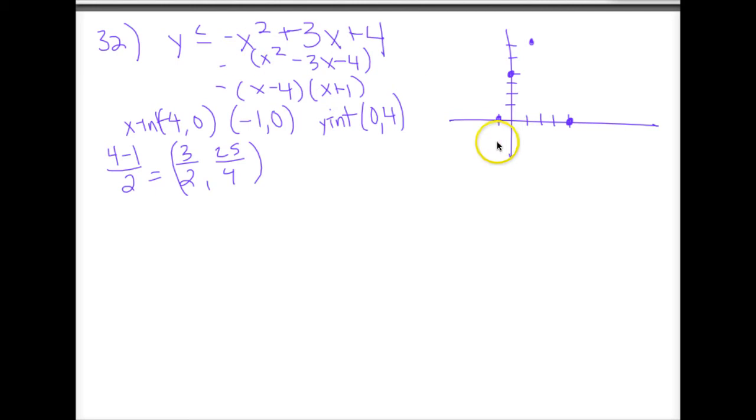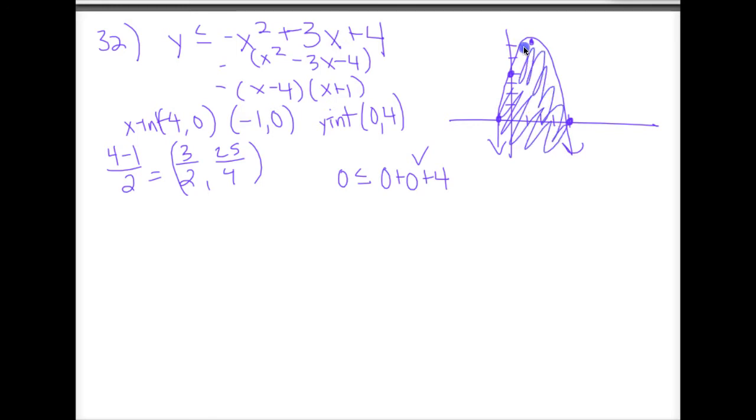I knew it opened down, so I connected it. Because it has the equals, I know it's solid. And then the shading, you can either use your graphing calculator to help you, or you can pick a point. If I pick (0, 0) and plug it in, 0 less than or equal to 0 plus 0 plus 4. Is 0 less than or equal to 4? Yes, it is, which means the point (0, 0) should be in the shaded region, so you can shade inside.